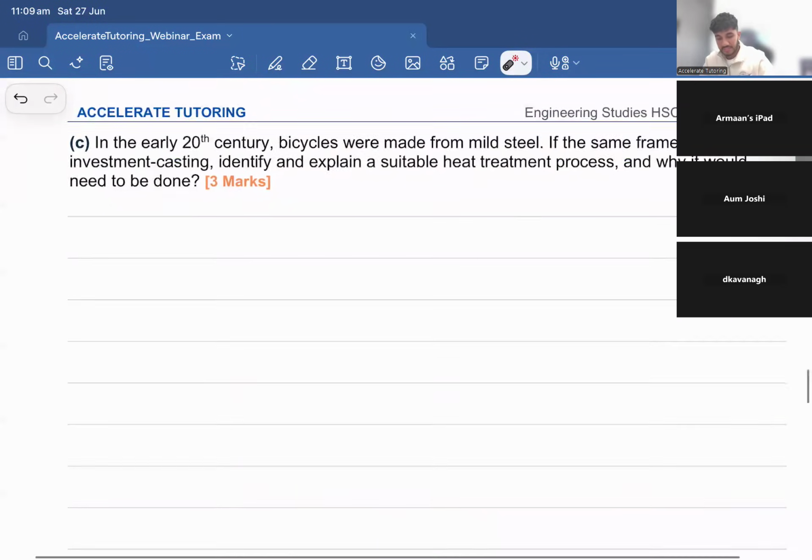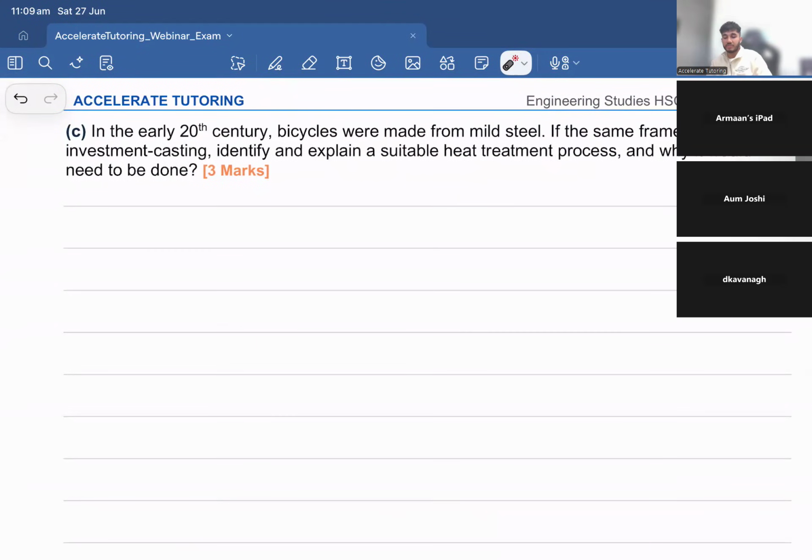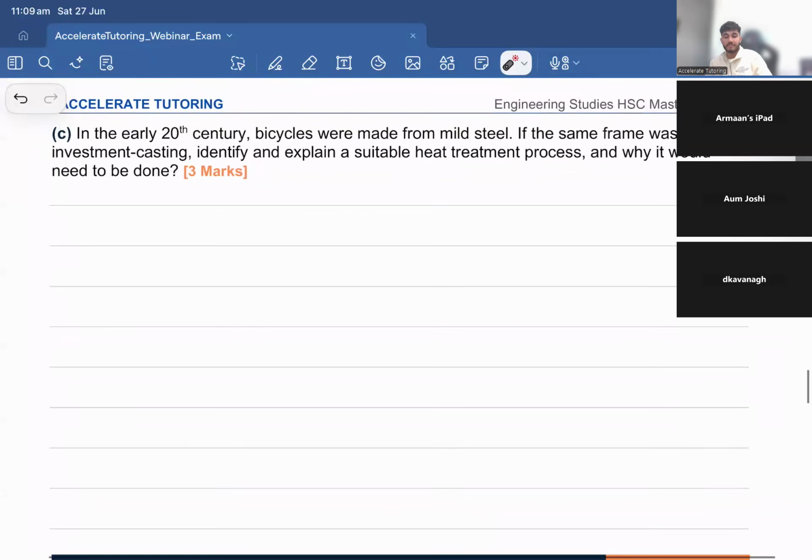Fantastic. C. In the early 20th century, bicycles were made from mild steel. If the same frame was made by investment casting, identify and explain a suitable heat treatment process and why it would need to be done. So in this case, we're no longer looking at aluminium. If we were, then precipitation hardening is the heat treatment process we would do there. In this case, we're looking at 20th century bicycles made out of mild steel, and the manufacturing process specifically is investment casting.